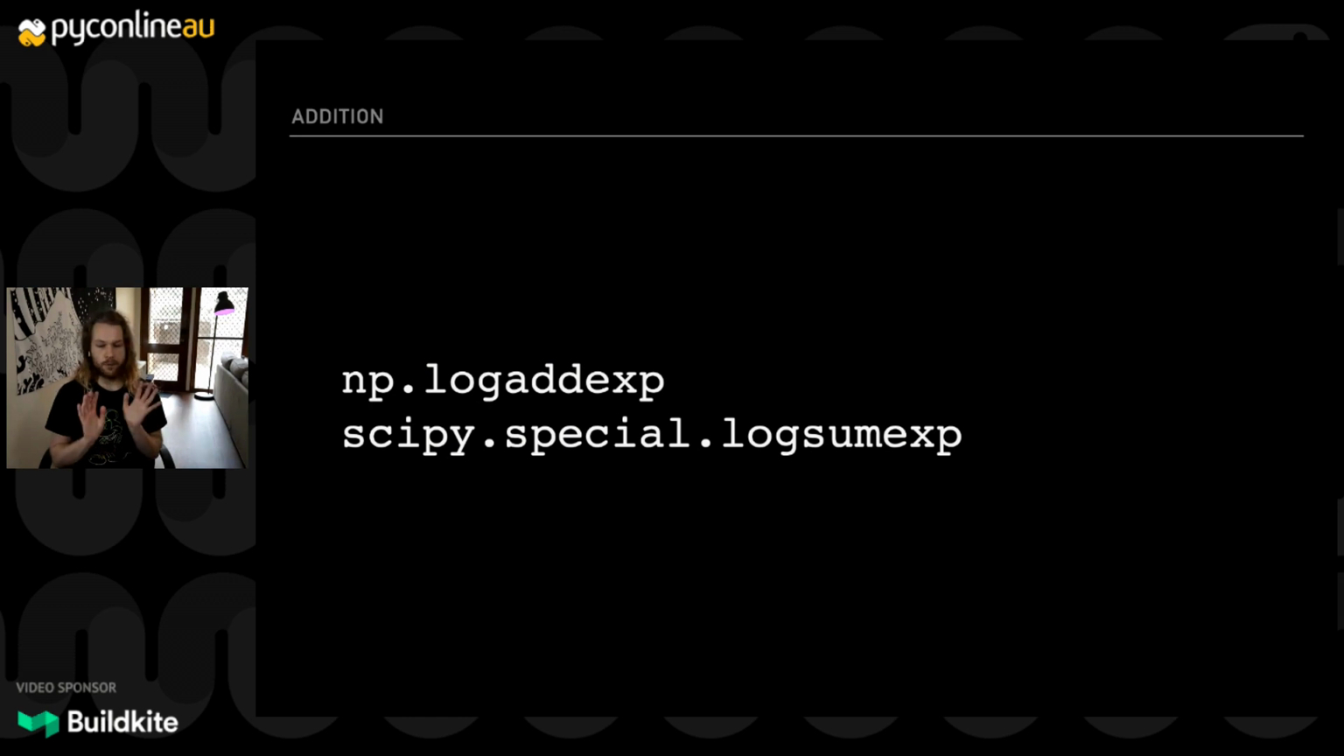So if you want to add two probabilities together, you can use their log probabilities with numpy.logaddexp. And if you have an array of them, you can use scipy.special.logsumexp.